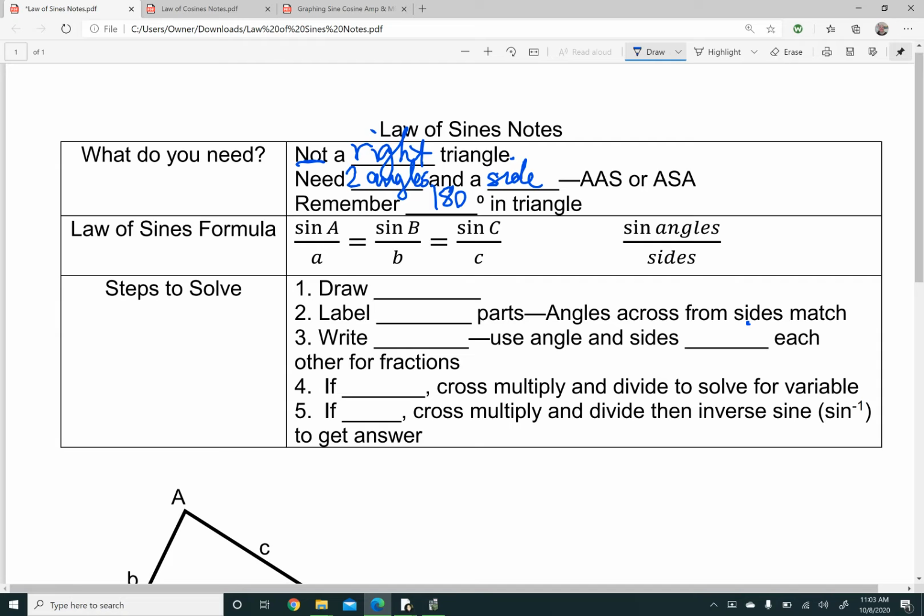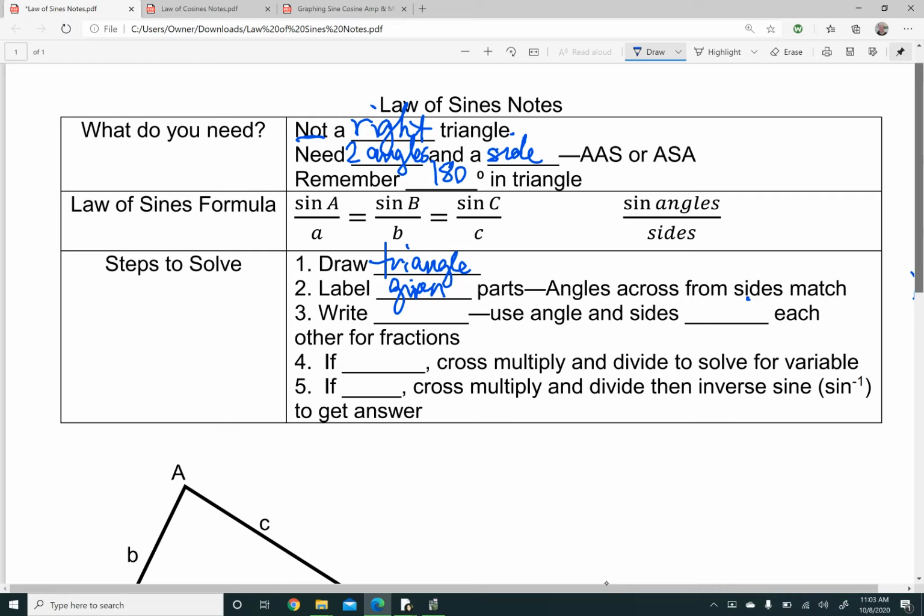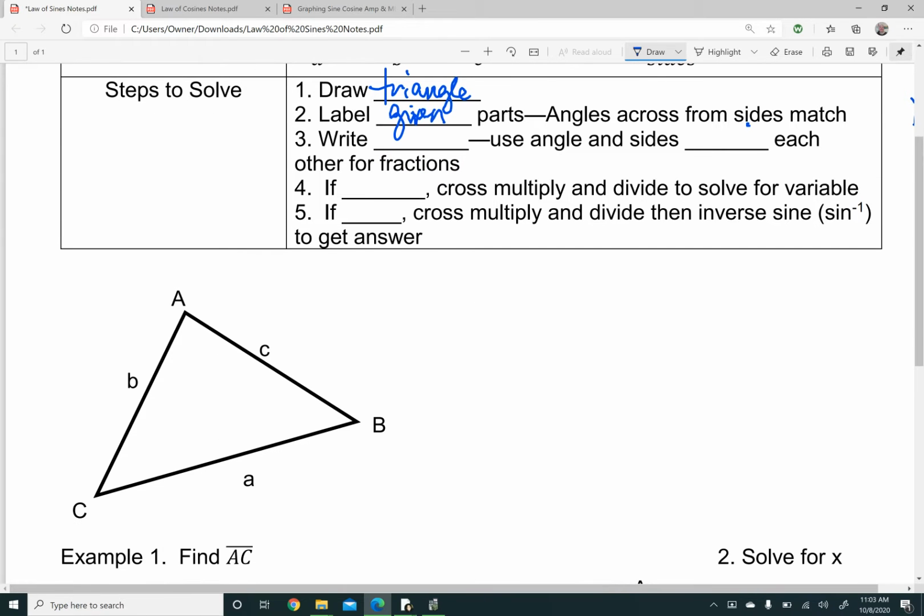So the steps you would follow in order to solve this is you would draw the triangle. You would label the given parts. And the angles across from the sides should match. So you'll see this triangle here. Big angle A is across from little side A. Big angle B is across from little side B. Big angle C is across from little side C.